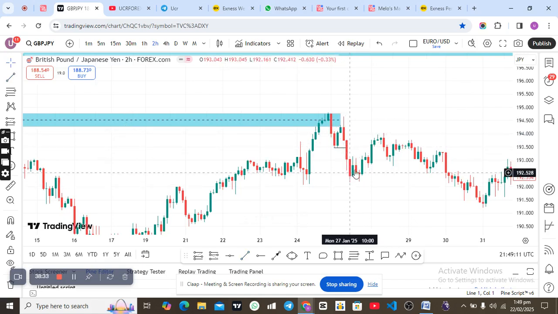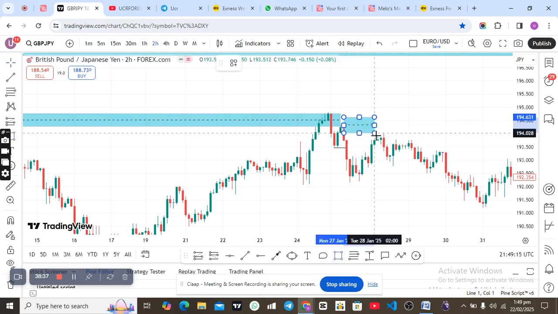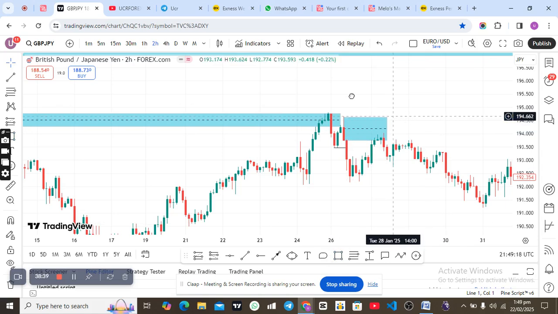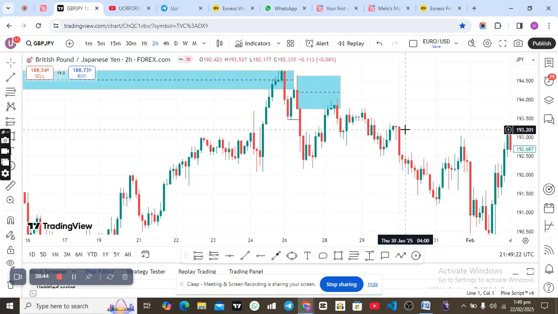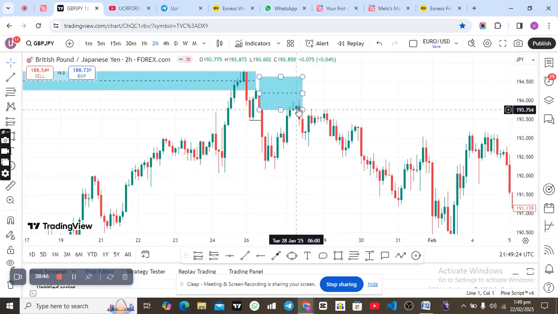So the moment we see this kind of thing, price retrace and touch the last candle, which is this. Look at the last candle here. Immediately the price touched it, then price started dropping massively to the downside. Everything about here is probably well mitigated.